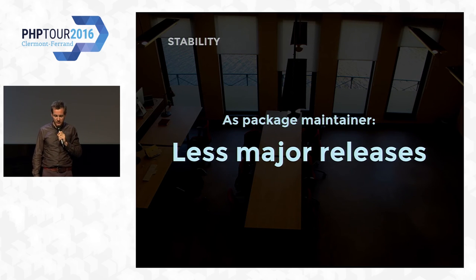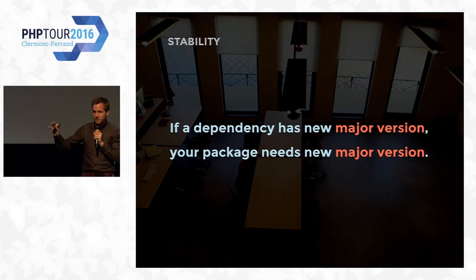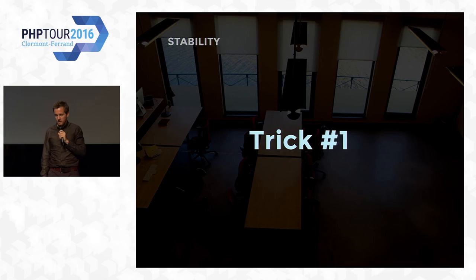The problem is, if you have some dependencies, for example, you depend on Monolog. Oh, no, that's not a good idea because that's super stable. Let's say you depend on Guzzle, and Guzzle comes out with a new major version, then you will have to tag a new major version to allow people to use your package together with a new major version of Guzzle. So your package is only as stable as your dependencies. So what can we do against that? I will provide you with 2 tricks.